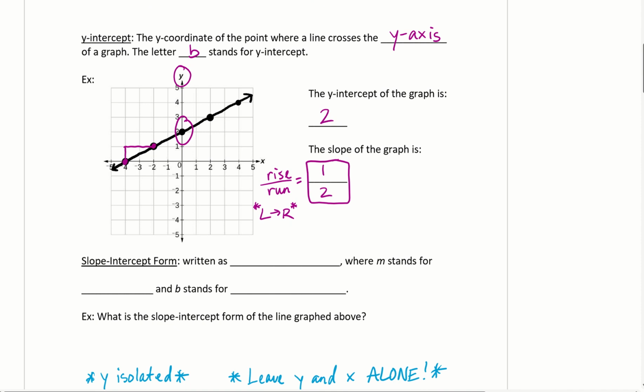Next, we've got slope-intercept form. This is an equation that is written in the form y equals mx plus b. I think you guys talked about that a little bit in 7th grade as well, where m stands for slope and b stands for y-intercept.